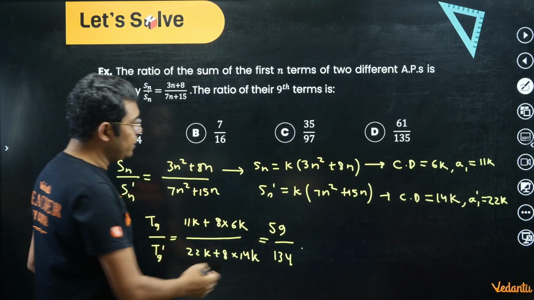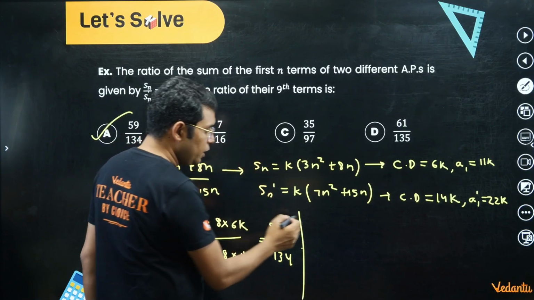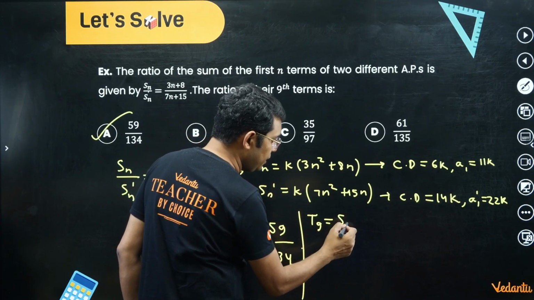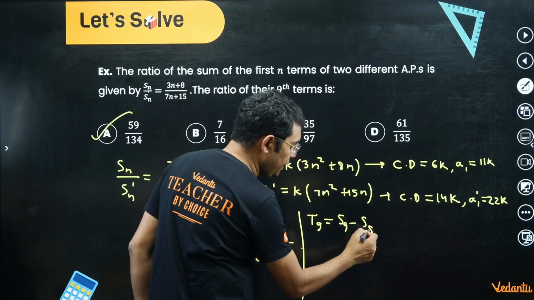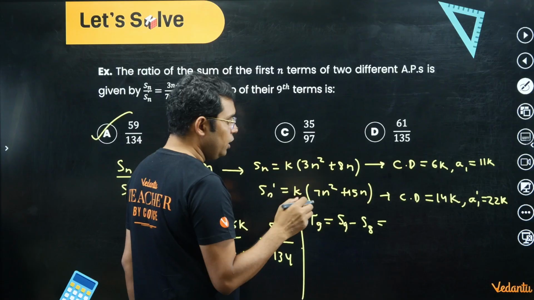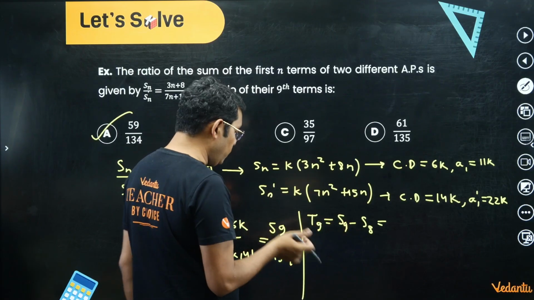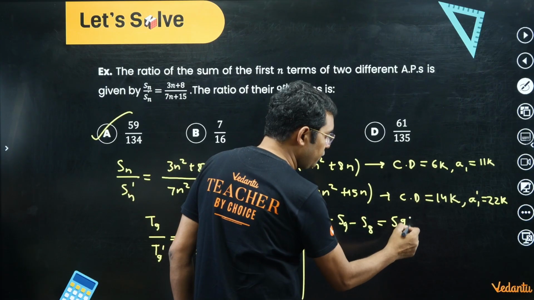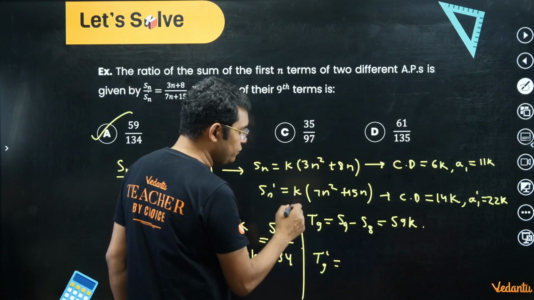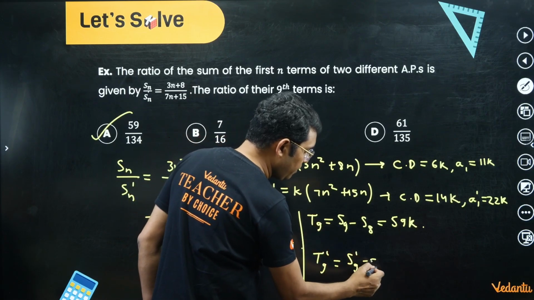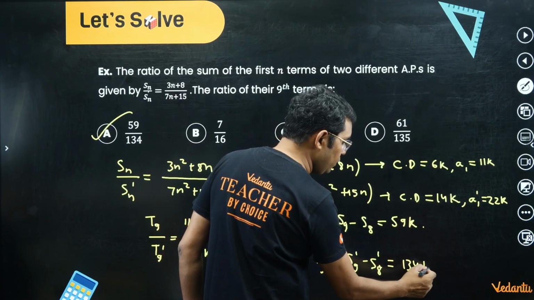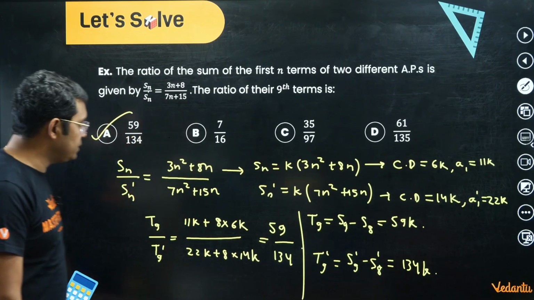Okay, now other method could be, because we know Sn, so we can find T9 directly by S9 minus S8. You put n as 9 here and 8 here, you will get the difference as T9. You can check, it will be coming out to be 59k only. Similarly for other series, Tn dash will be S9 dash minus S8 dash, that will be equal to 134k. You can check. These are two methods, you can do it.